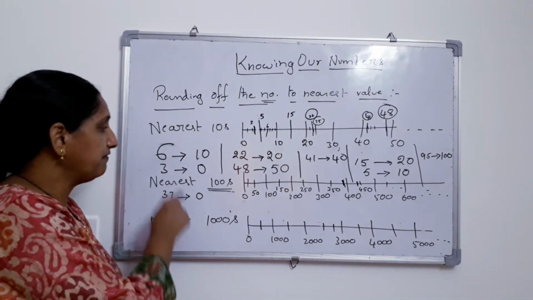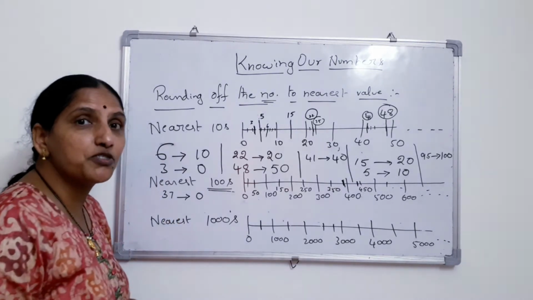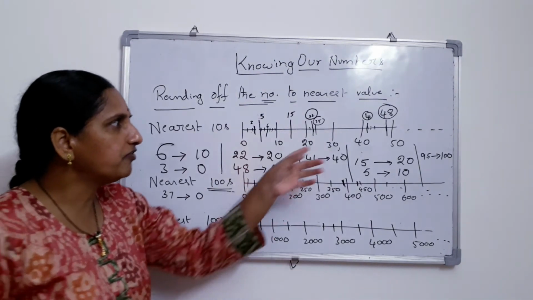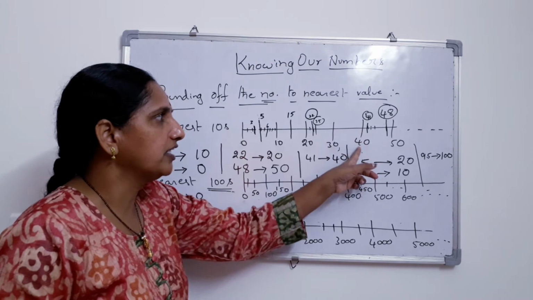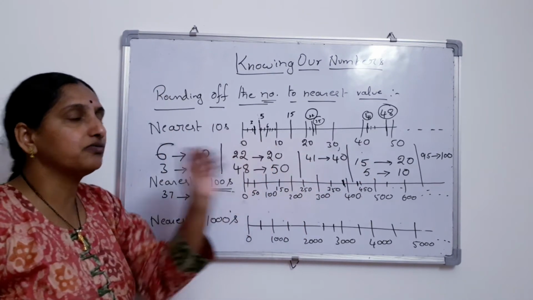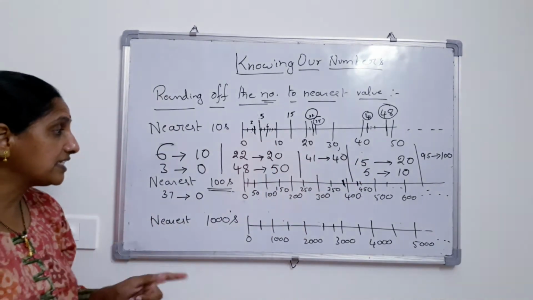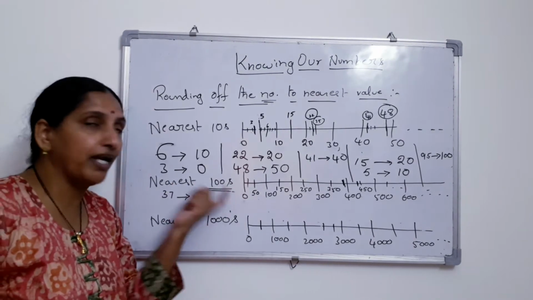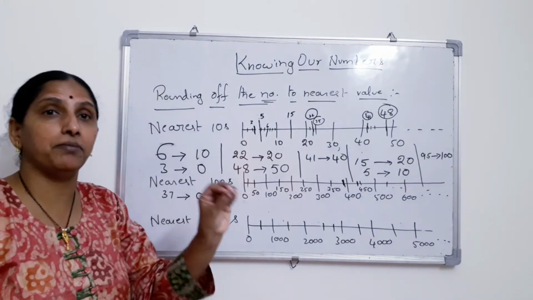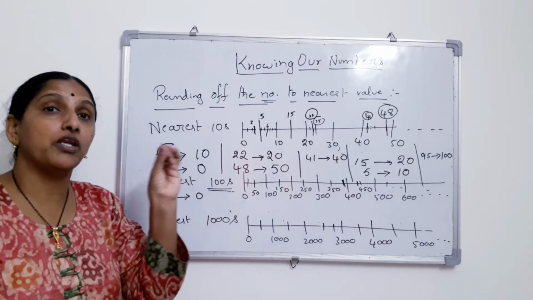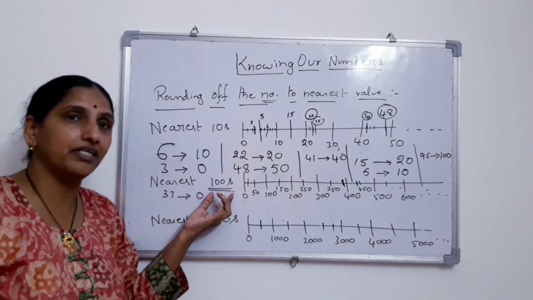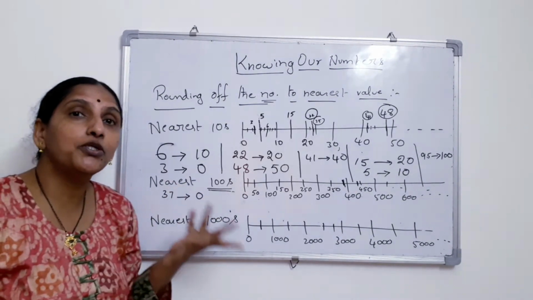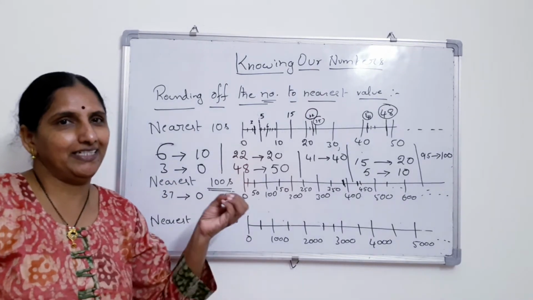Like 37, when it has to be rounded to the nearest tens, it will fall near to 40. Thus 37 will be equal to 40. But when the same is made nearest to hundreds, what is happening here? 37 is tending to 0. Yes, it is something like that.